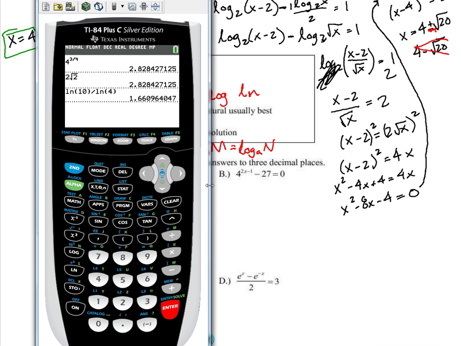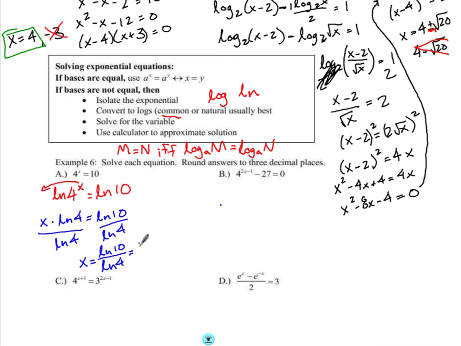Same thing with b here. Since my 4 and 27 don't have any common factors that I can simplify to, we're going to have to use our log properties. We want to isolate the exponent here, so we're going to add this constant term to both sides to move it away. And with the 4, let's just use the natural log again, and we'll natural log both sides of this equation, and then bring down the exponent.